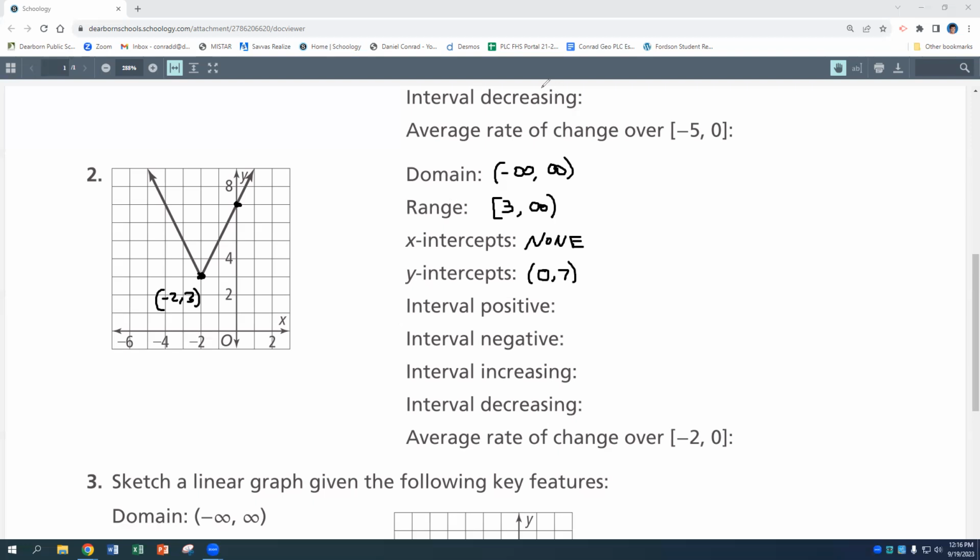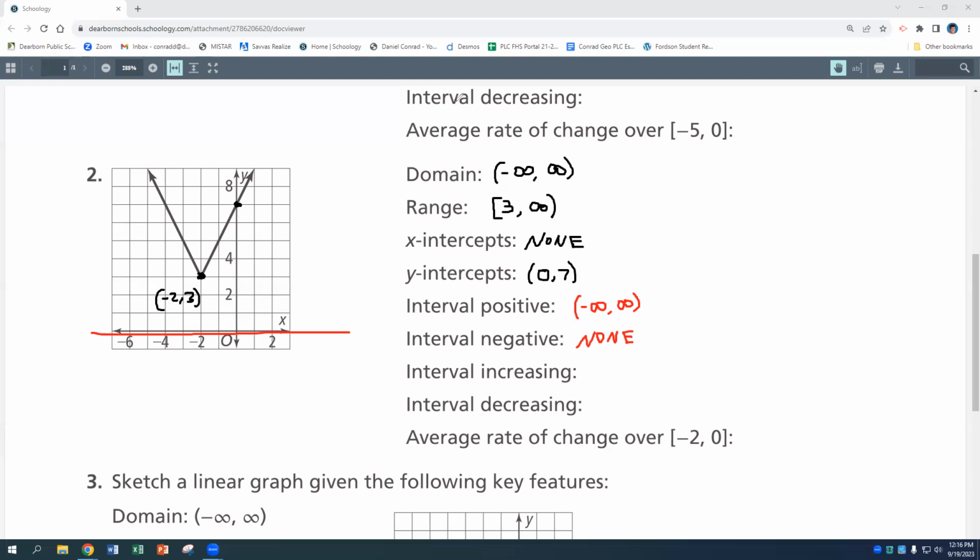All right. When is the function positive? So that's when the function is above the x-axis. So this entire graph is above the x-axis. So that entire thing is going to be positive. So it's positive from negative infinity all the way to infinity. All right, since none of the graph is below the x-axis, our negative interval doesn't exist. We don't have a negative interval. So I'm going to write none because there is no negative interval here.